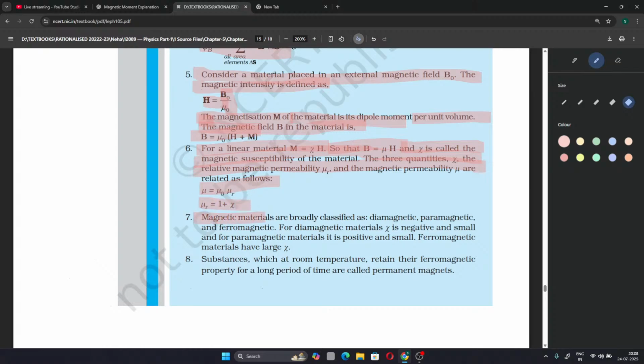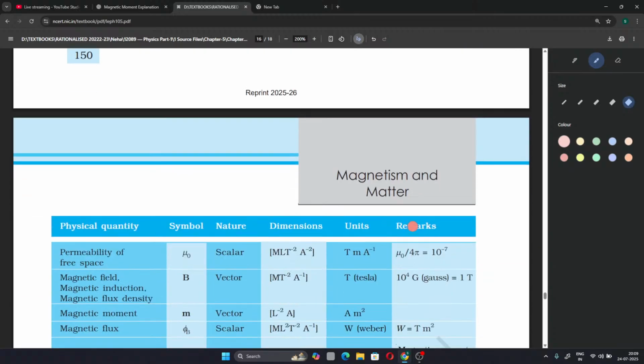Magnetic materials are broadly classified as dia, para, and ferromagnetic. For diamagnetic materials, chi is negative and small. For paramagnetic materials, it is positive and small. Ferromagnetic materials have a large chi value. Substances which at room temperature retain their ferromagnetic property for a long period of time are called hard ferromagnetic materials or permanent magnets.